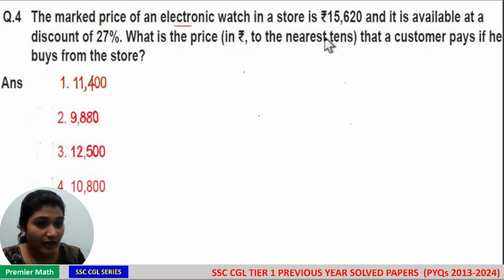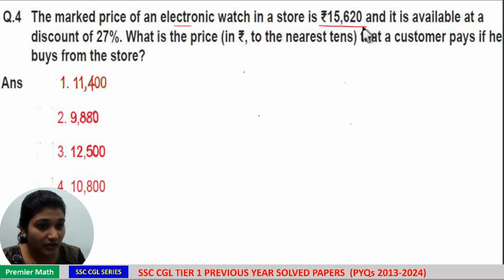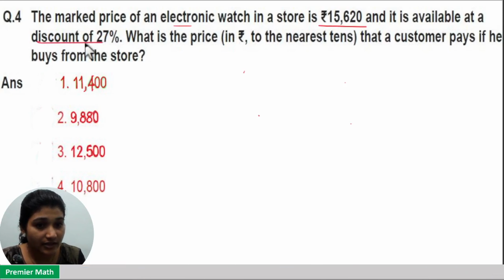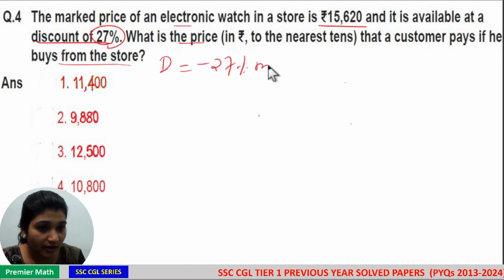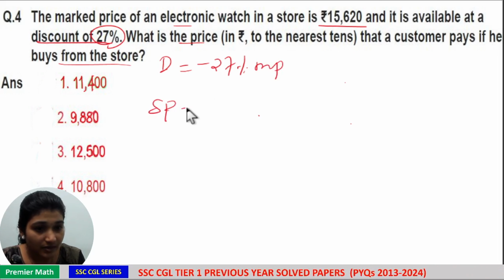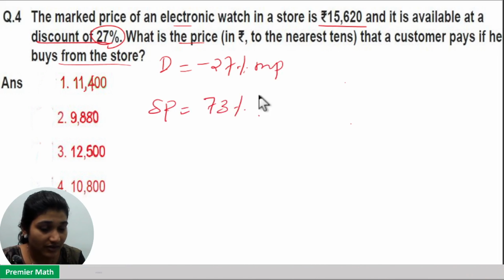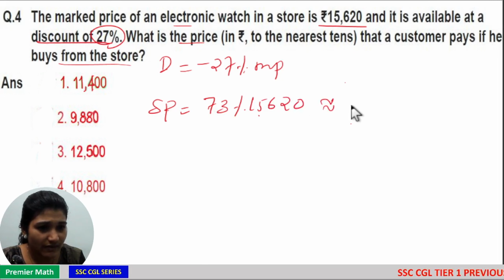The marked price of an electronic watch in a store is 15,620 and it is available at a discount of 27%. What is the price to the nearest tens that a customer pays if he buys from the store? Here discount is 27% of marked price. Then sell price is 100 minus 27, which is 73% of marked price. Now here the 73% I can equate to 75%.